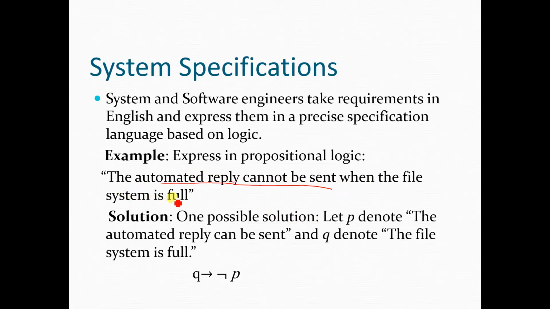The file system is full. Let's assign another variable Q to this statement, the file system is full. Now read this in order to convert it into a logical sentence. The automated reply cannot be sent when the file system is full. That is, if the file system is full, then the automated reply cannot be sent. So it means Q implies negation P.